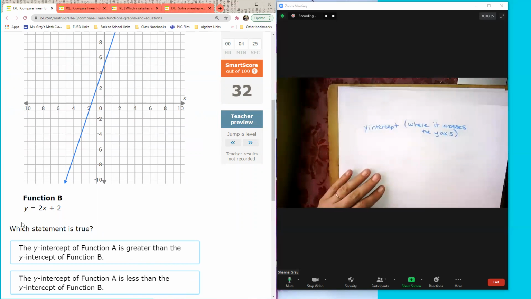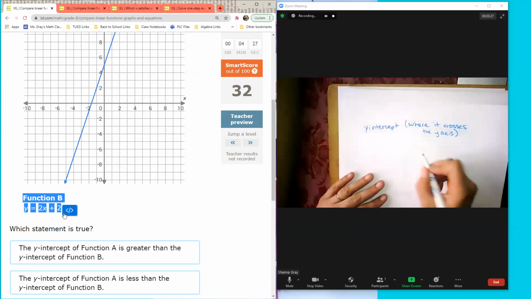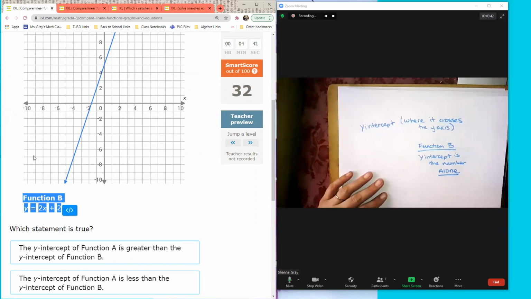And when you're looking at an equation like this for function B, y-intercept is the number alone. So remember, the slope is the number that was in front of x. So in this equation that's up on the screen right now, the slope would be 2. But the number that's by itself is also 2 in this problem, so it's coincidence, but the number by itself is 2. It means the y-intercept here is 2.